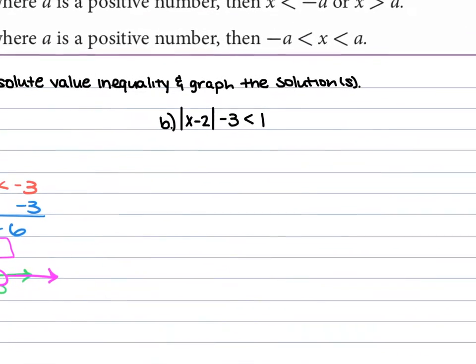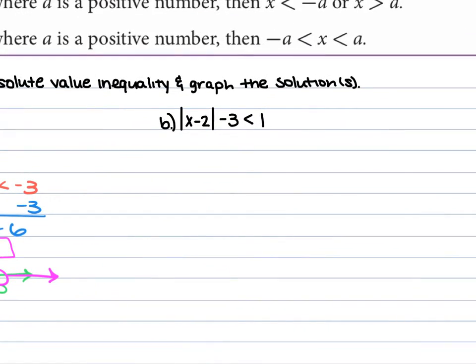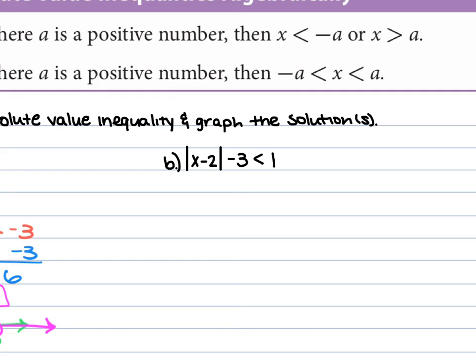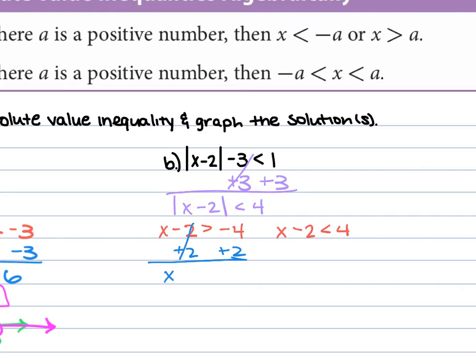For B, we have the absolute value of x minus 2 minus 3 is less than 1. So we're going to add the 3 to both sides. We have the absolute value of x minus 2 is less than 4. This is an and possibility, so we're going to do x minus 2 is greater than -4, and x minus 2 is less than 4. Get the x by itself, add the 2 to both sides. So x is greater than -2, and x is less than 6.